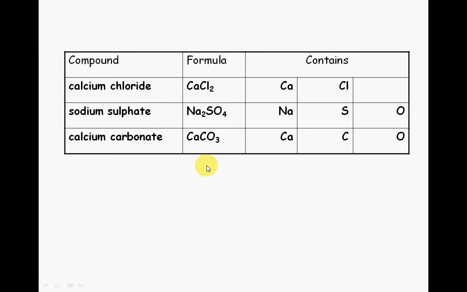Now what I want you to do is identify how many of each atom we've got in each compound. Okay, so I'll do the first one for you. So I've got CaCl2, I've got 1 calcium and 2 chlorine atoms. Okay, so pause the video and have a go at doing the other two on your own.